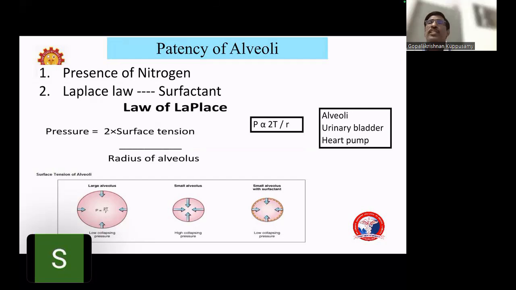Laplace's law says that the pressure is directly proportional to the surface tension and inversely proportional to the radius of the alveoli. If the radius of alveoli is big, you need less pressure. If the radius of alveoli is very small, then you need a lot of pressure to expand it, just like a balloon. A collapsed balloon is very difficult to inflate, while an already distended one is easy. So the law of Laplace is applicable in alveoli, urinary bladder, and heart.